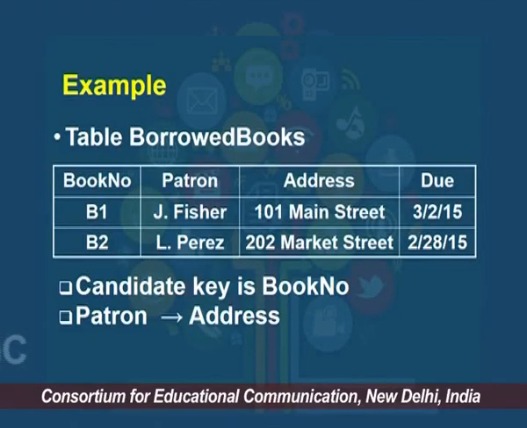So for example, let us see a table named borrowed books, and it has only 2 records, just for the sake of simplicity. The attributes it contains are the book number, the patron who has borrowed that book, the address of the patron, and the due date. Now here, what is the candidate key, that means the key through which you can uniquely identify the whole record? Obviously that is the book number, a unique key.